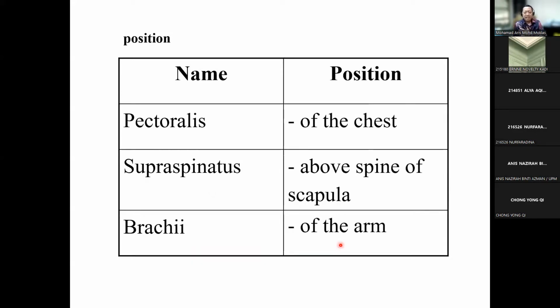Or it can be based on the positions, for example, of the chest, pectoralis. When you say pectoralis, pec means that it's on the chest area. Or supraspinatus. Supra means above. Above the spine of what? Spine of scapula. Supraspinatus. Or it can be muscles of the arm. This is the arm, so muscles in the arm are known as brachii muscles.